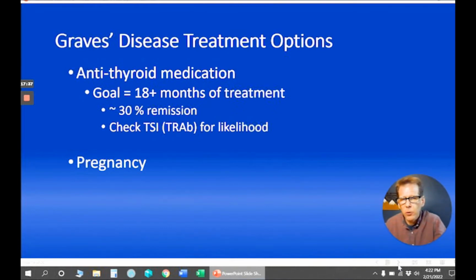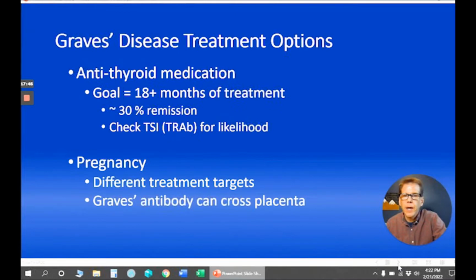And as we assess for remission, often we'll measure the TSI or the TRAB level to look at what's the likelihood of success. And then finally, for pregnancy, as I mentioned earlier, we do, during that first trimester, switch off of methimazole onto PTU and then generally back to methimazole for the second and third trimester. We do try to treat the levels a little bit differently, so we like you to be a little higher, to leave you a little higher functioning during pregnancy.